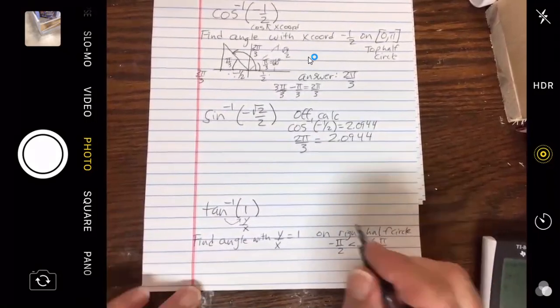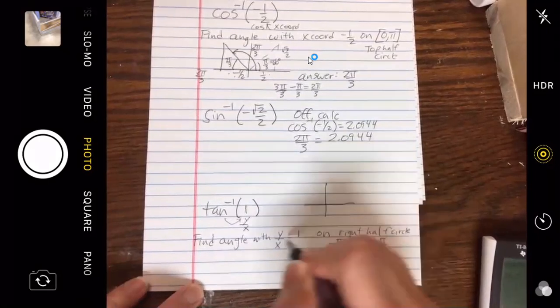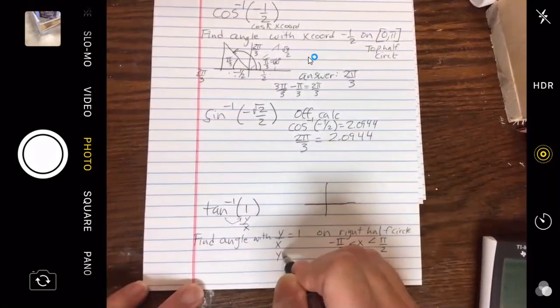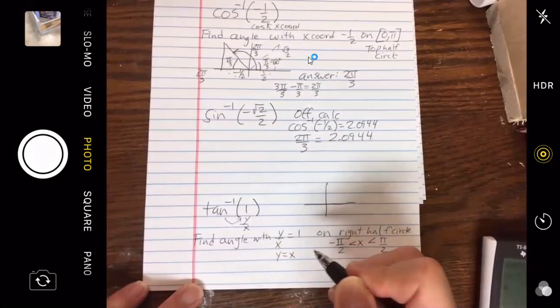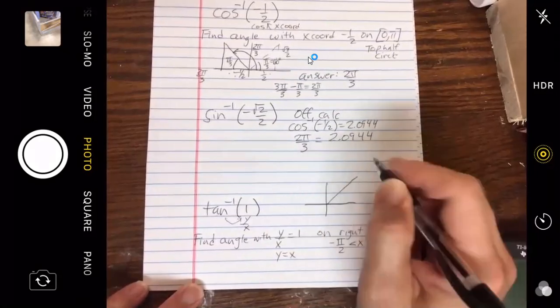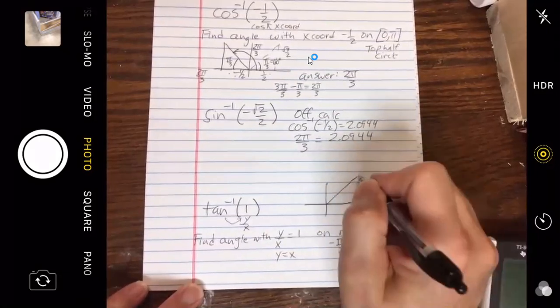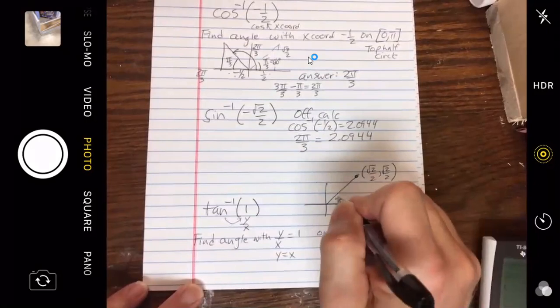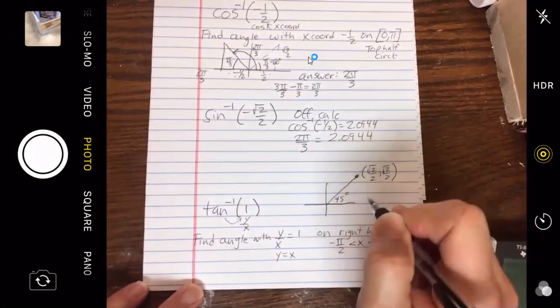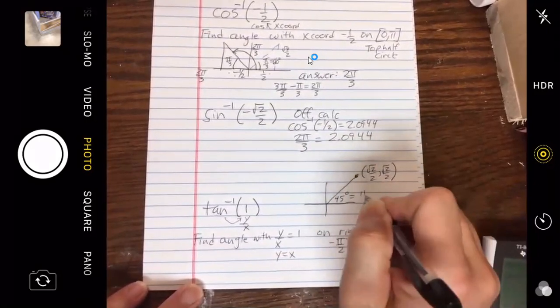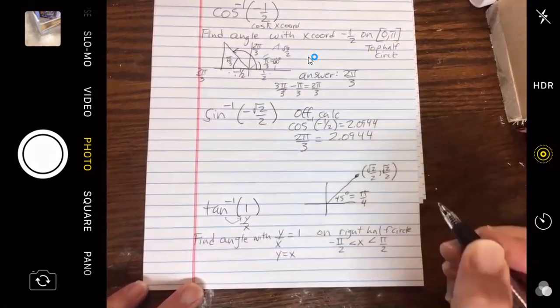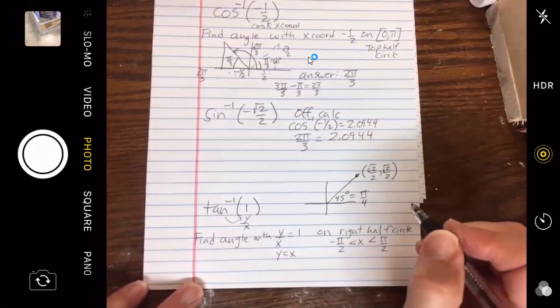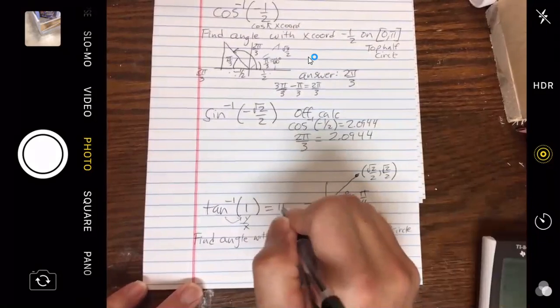And so what happens is, if y over x equals 1, your y equals your x. That happens at the coordinates root 2 over 2 and root 2 over 2. If you want it in degrees, it was 45 degrees, but I think they're going to want it in radians. That was 1/4 of pi, pi over 4. So that's this answer, pi over 4.